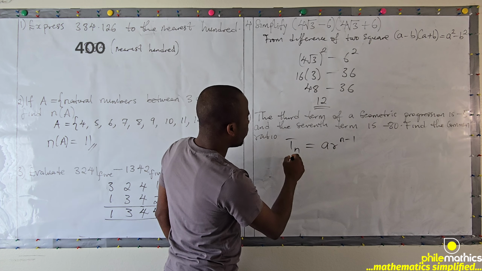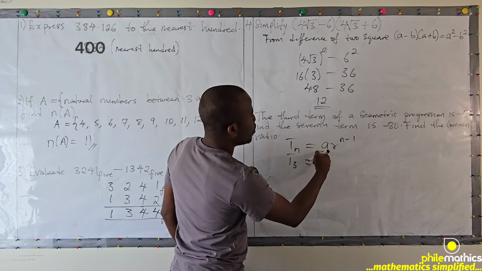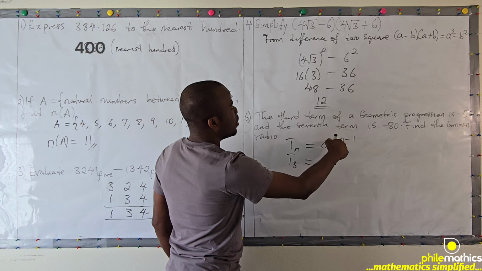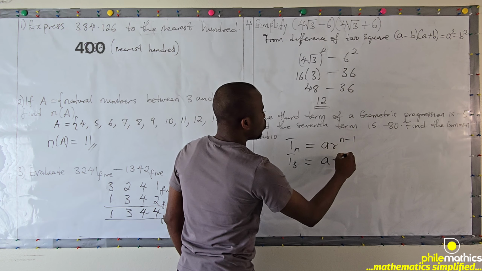So the third term is, we're not given the first term, we're not given the common ratio. 3 minus 1 is 2.